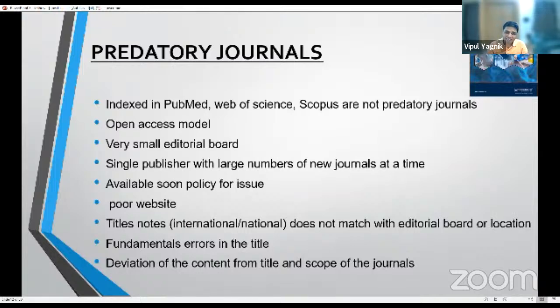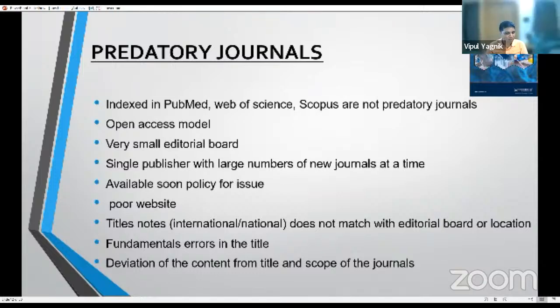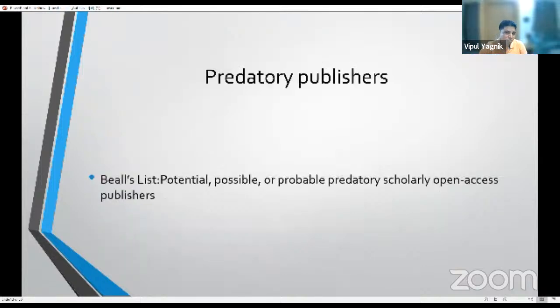Some fundamental errors in the title, and if the journal is publishing articles which are not in the scope of the journal, so deviation of the content from the title and scope of the journal also gives you insight about whether the journal is predatory or not. Suppose some journal has a scope of surgery and the journal publishes articles on medicine, you can make out that the journal is not proper. So these are the few criteria on which basis you can decide whether a journal is predatory or a standard journal.